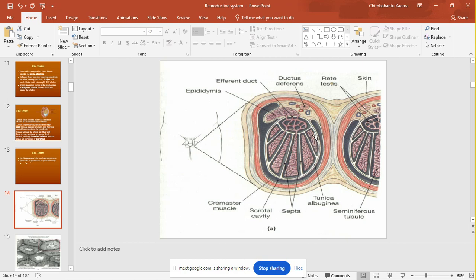And we said that these lobules will have tightly coiled tubules where spermatogenesis is actually going to take place, and these are referred to as the seminiferous tubules. And once the spermatozoa are produced in the seminiferous tubules, they will be transported to the epididymis, but as a transitory point or passage to the epididymis, we have this network of tubules that are referred to as the rete testis.